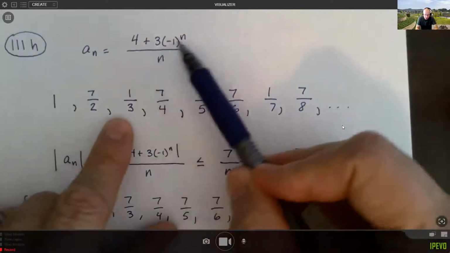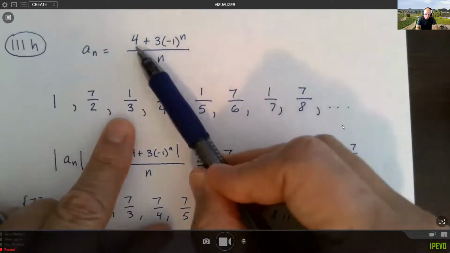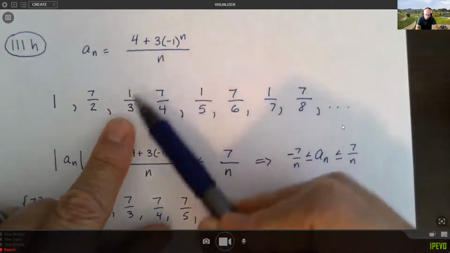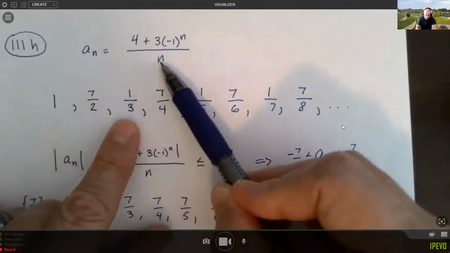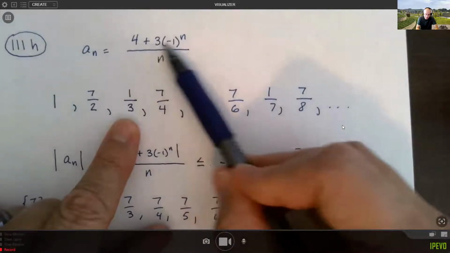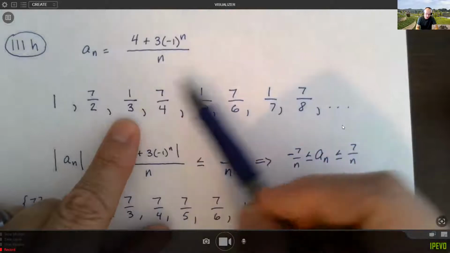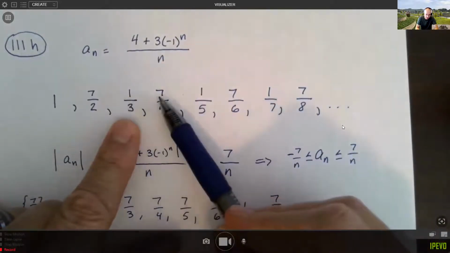What happens when n is 3? Well, now it's -1 cubed, so this is back to -1. 4 plus a -3 is back to 1. The bottom n is 3. Okay, and this continues. Notice that this expression up here, 4 plus 3 times -1 to the n, is going to bounce back and forth, yes, between 1 and 7.